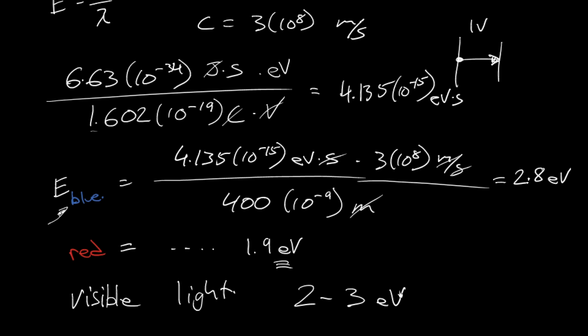So when you consider, say, optical transparency and what this visible light is doing to a material, does it have enough energy to excite an electron, for example, it's useful to bear in mind that visible light has photon energies from 2 to 3 electron volts.